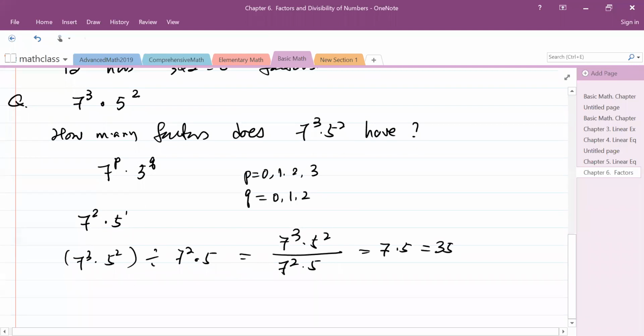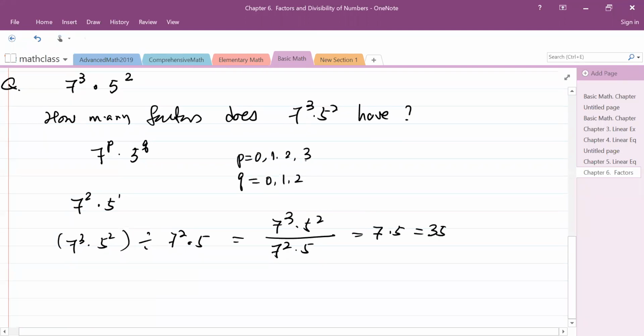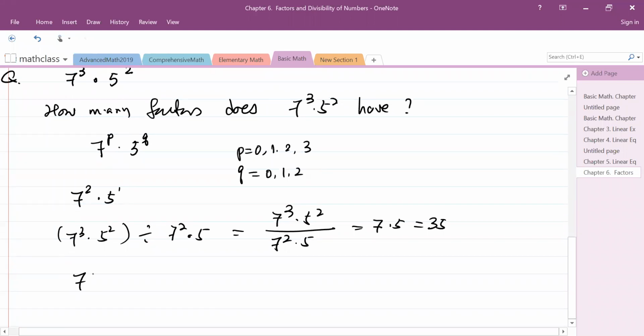But the question is, every factor of this number corresponds to a pair of numbers, p and q. How many choices for p? 4. How many choices for q? 3. So that's why 7 cubed times 5 squared has 4 times 3, which is 12 factors. It is not easy to list all of them.